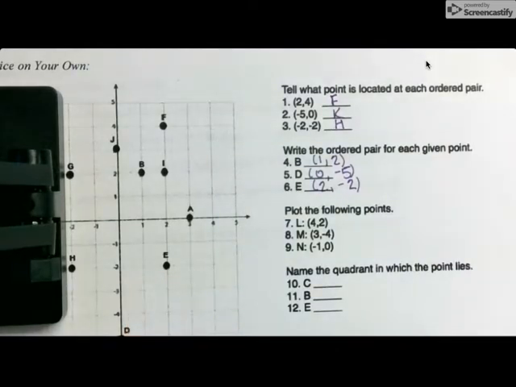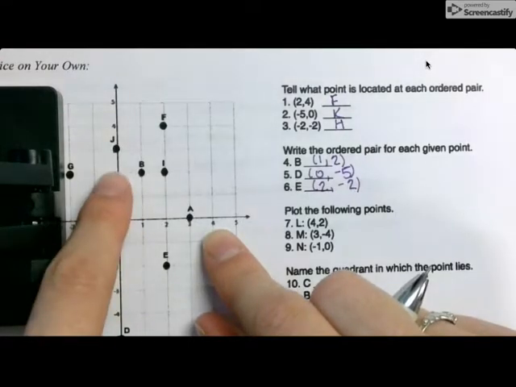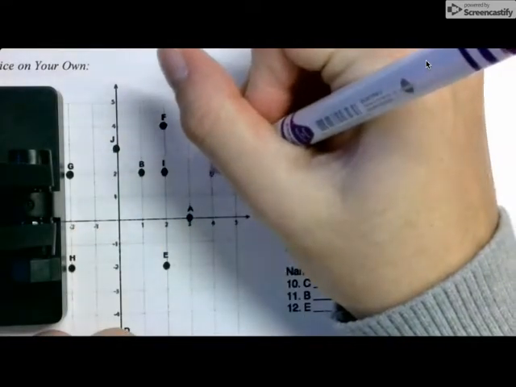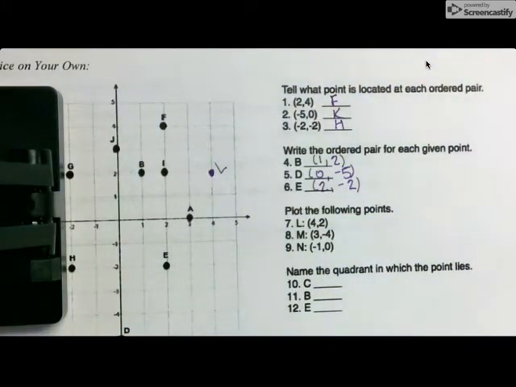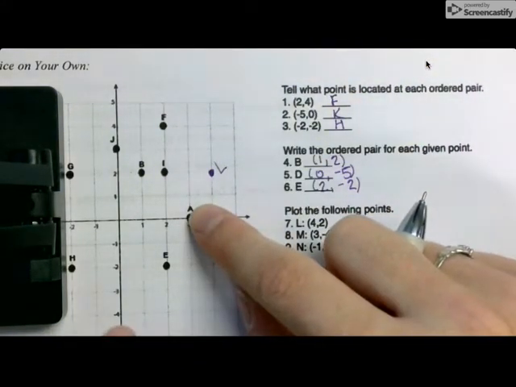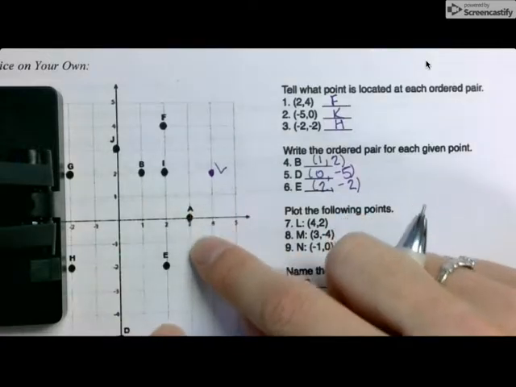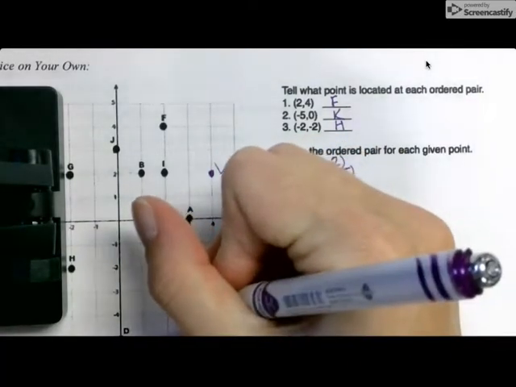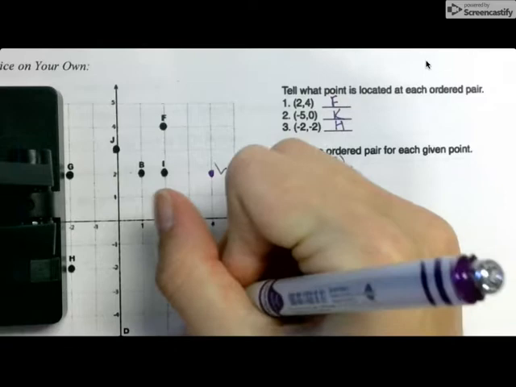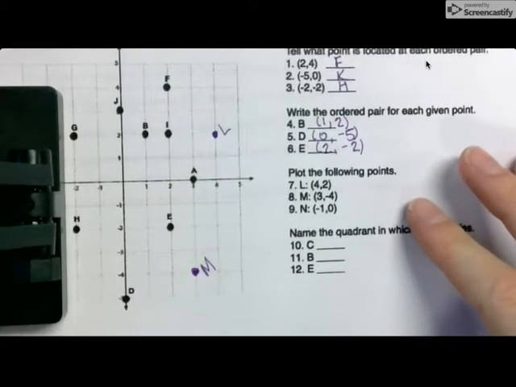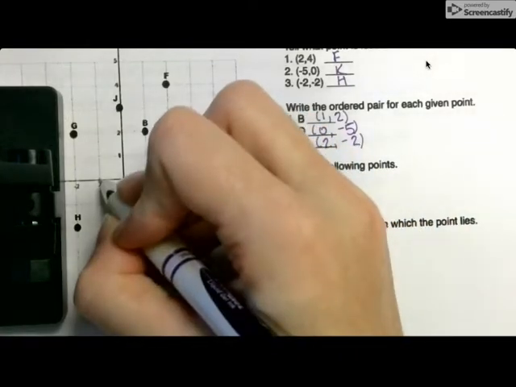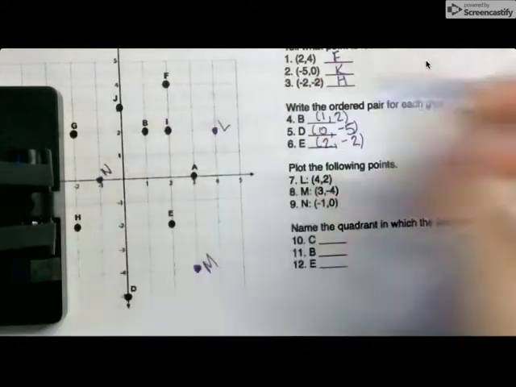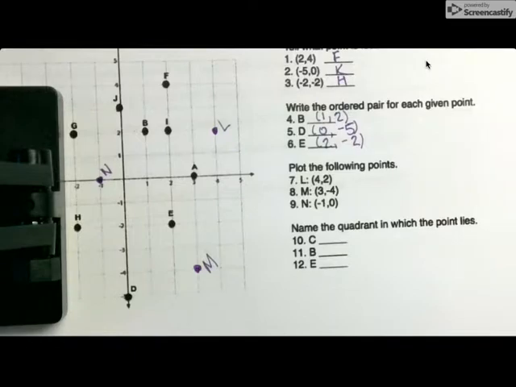Plot the following points. 4, 2. So find 4 on the x-axis, 2 on the y-axis. Where they meet would be here, and that's going to be point L. Positive 3, negative 4. Where they meet is down here. That's going to be M. Negative 1 and 0 will be on the x-axis at negative 1.